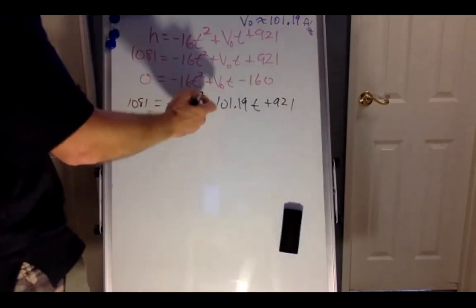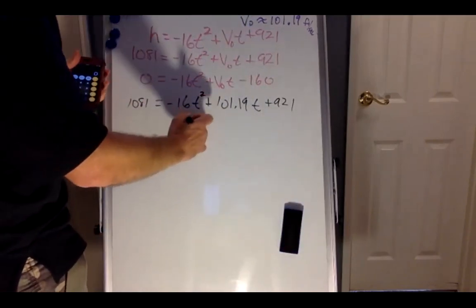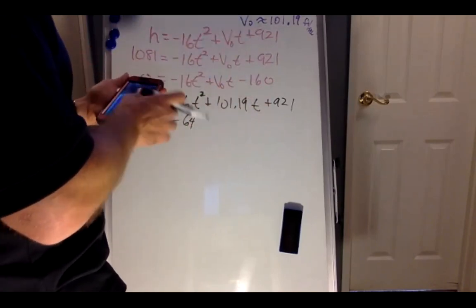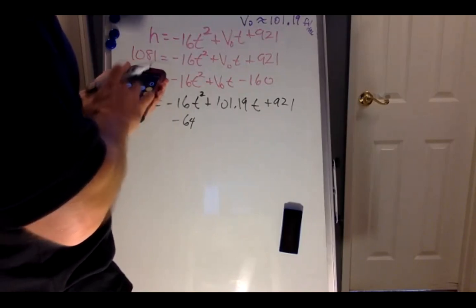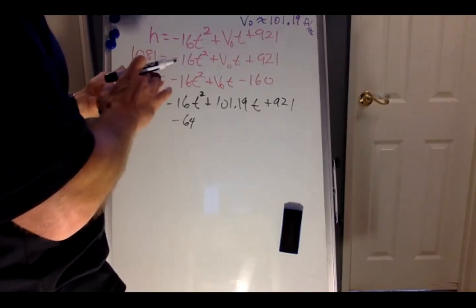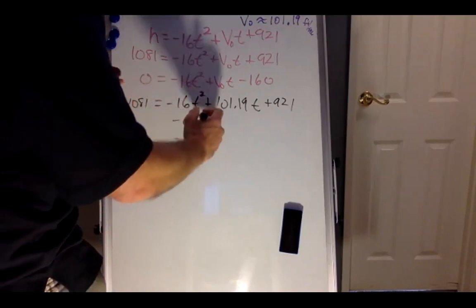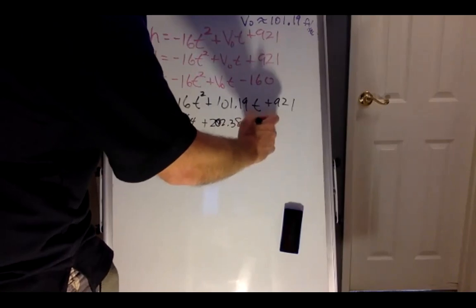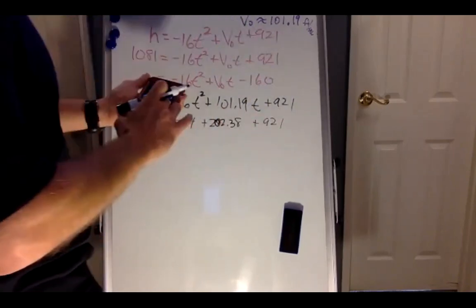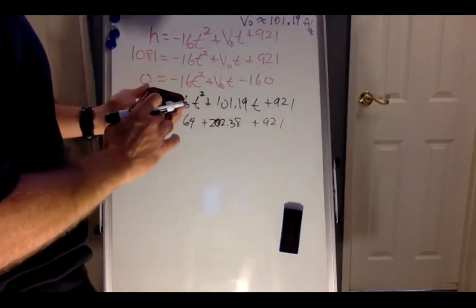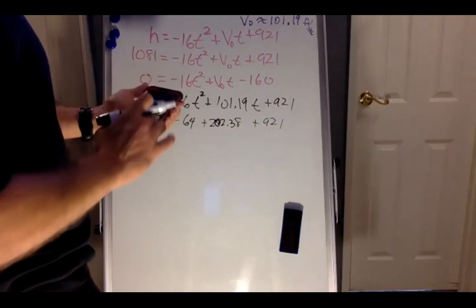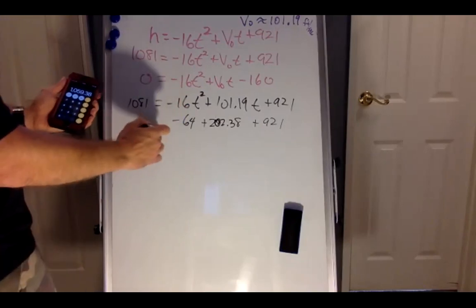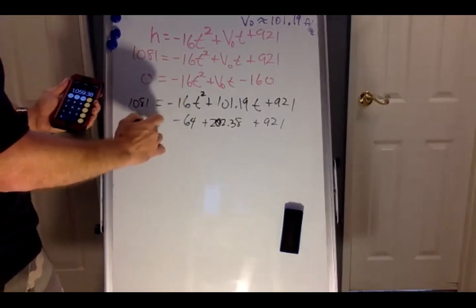So here, this would be 2 squared is 4. So this would be negative 64. 2 times that. So I have the 101.19 times 2 gives me 202.38 plus the 921. So I'm going to add the 921 and I'm going to subtract 64 and I got 1059. So I got close.